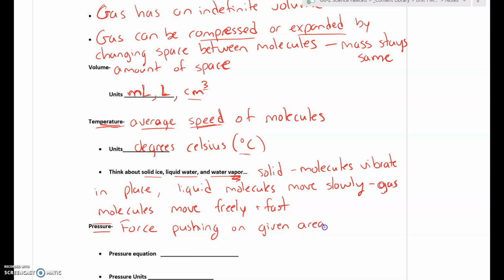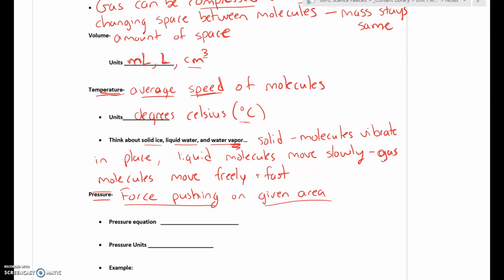So the key thing here is it's not just the amount of force, and it's not just the area, which is two-dimensional space, as opposed to volume, which was three-dimensional space. We have a certain amount of force which is pushing on a certain area. So kind of like density was the amount of mass in a certain volume, pressure is force in a certain area. So our equation for pressure is P, for pressure, equals F, for force, divided by A, for area.